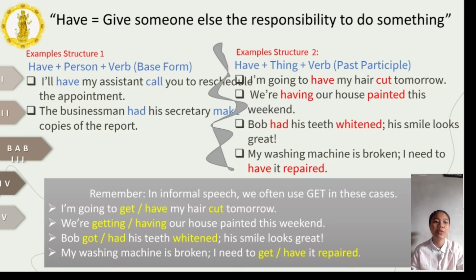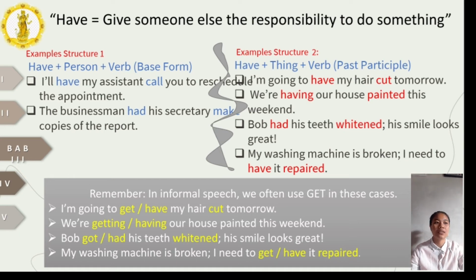Remember, in formal speech, we often use have in this case. We can look at the example structure 1 and structure 2, and then we can see the difference. In structure 1, we use a person after the have, and in structure 2, we use things after the have. Okay, remember in informal speech, we often use get.